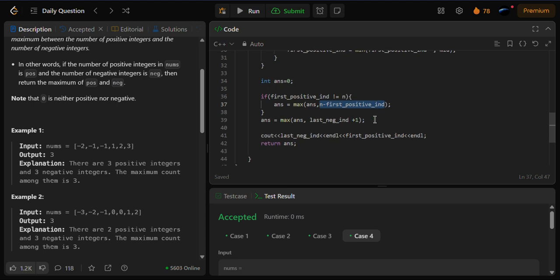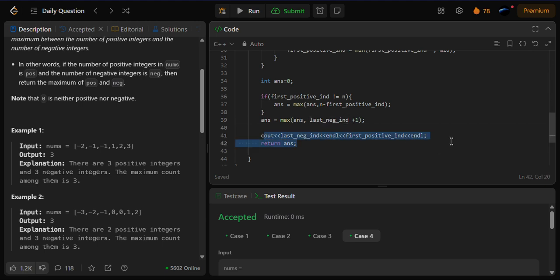This gives me the number of positive numbers. So my answer currently stores the number of positive numbers. Now I have to see if my last negative index plus 1 gives me the number of negative numbers. So my answer would be the maximum of the number of positive numbers and the number of negative numbers. Currently the answer stores the number of positive numbers, the maximum of this and the number of negative numbers, which can be got by an index plus 1.